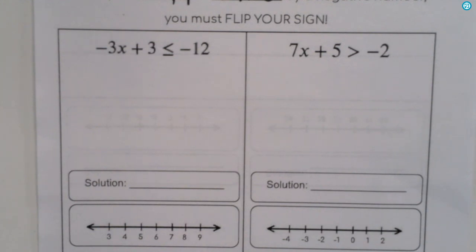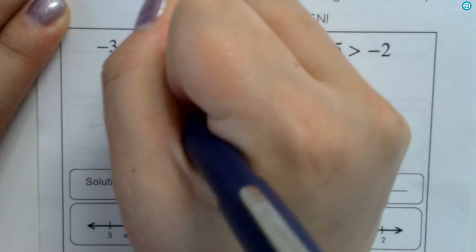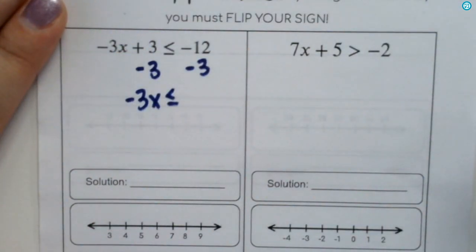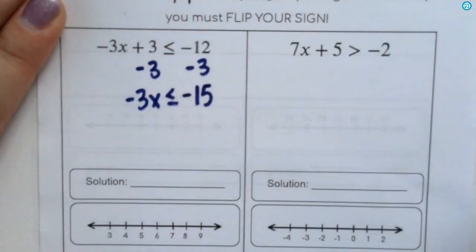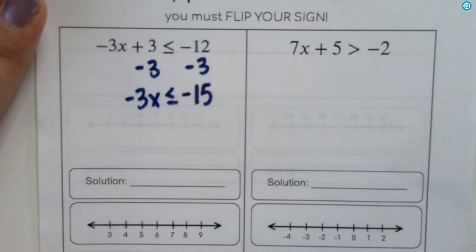So negative 3x plus 3 is less than or equal to negative 12. To solve that, the first thing that we're going to do, just like if it were an equation, is subtract 3 from both sides. So I've got negative 3x is less than or equal to, please focus, negative 15. So we're back on our note sheet.